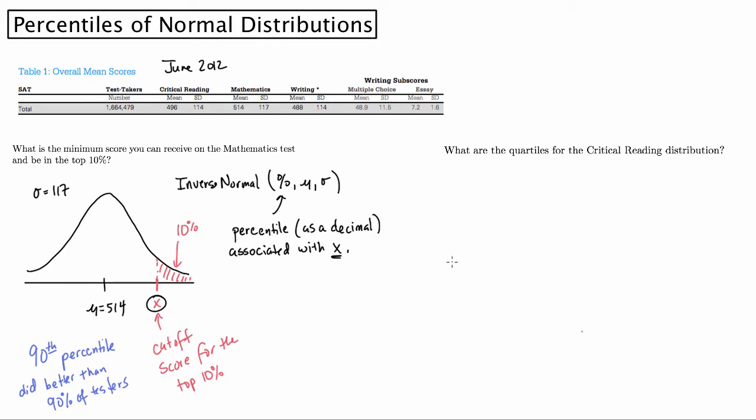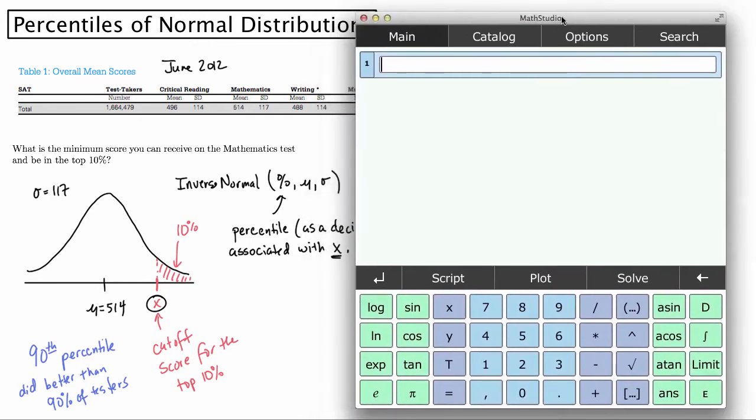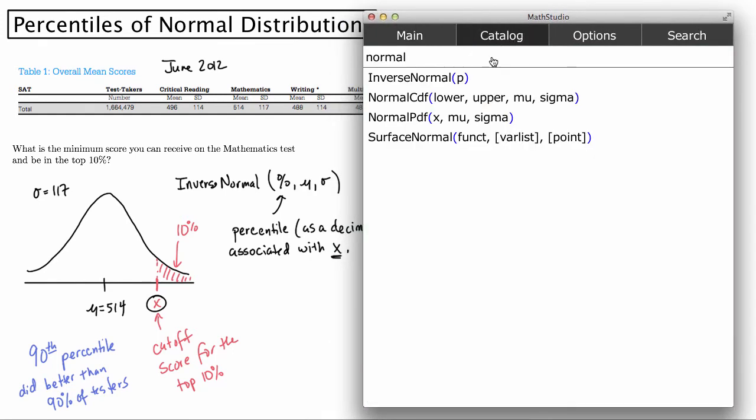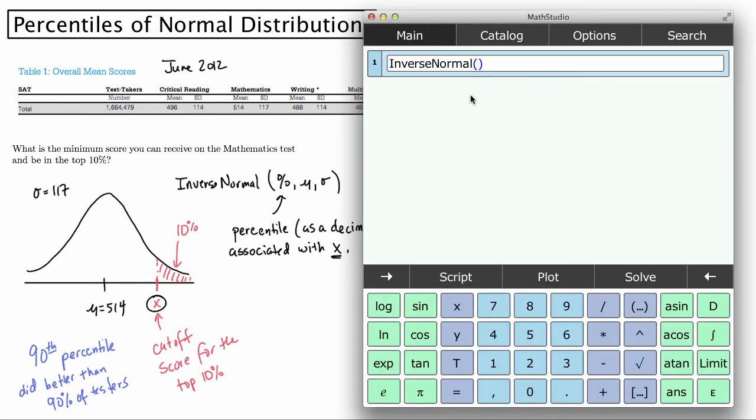So let me go ahead and bring our calculator in. If you search in the catalog, inverse normal will be under the I's. And notice it only has a P right there, but it does have a mu and sigma option that you can associate with it as well. The P stands for the percentile. So I'm going to select that, and my percentile for this problem is the 90th percentile. So as a decimal, the 90th percentile is 0.9. And my mean is 514, and my standard deviation is 117.